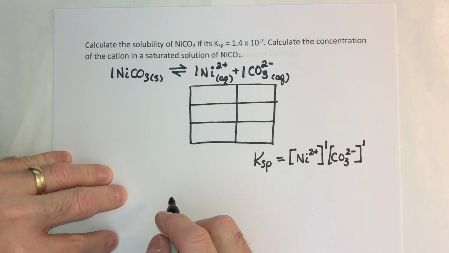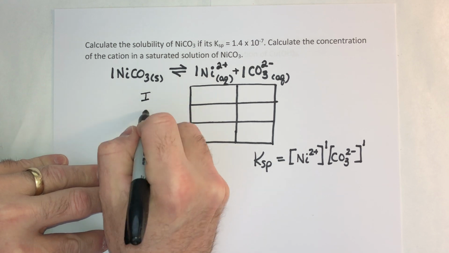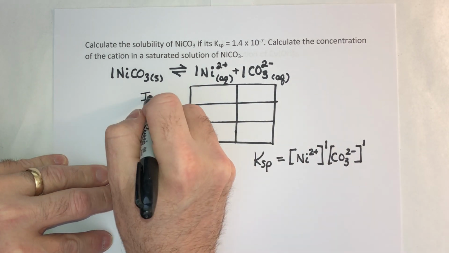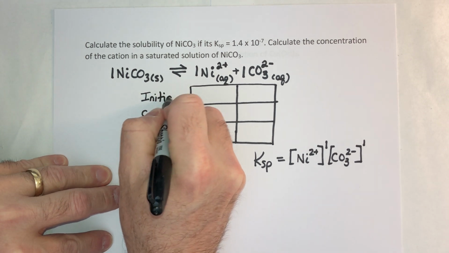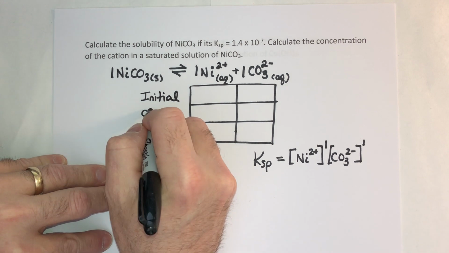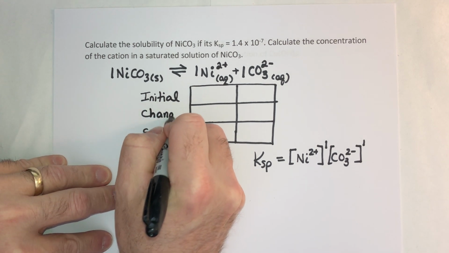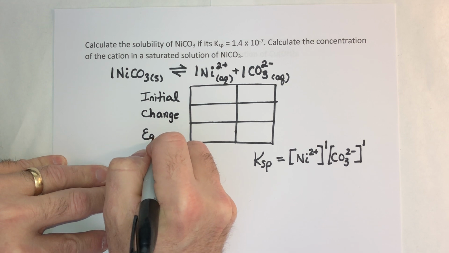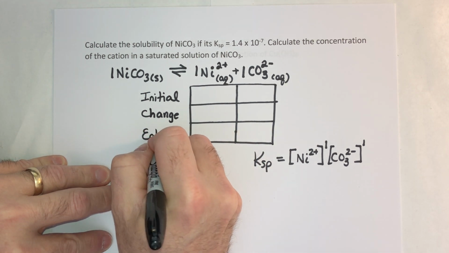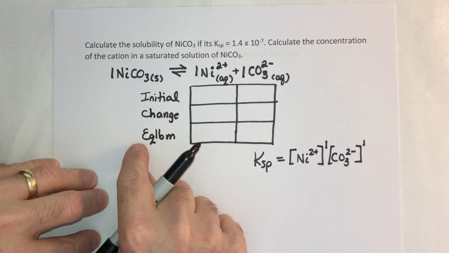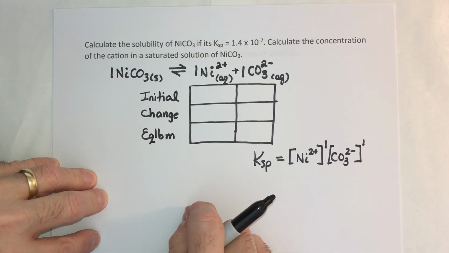The reason why we call this an ICE table is because the first row talks about initial. This is the initial concentration of the products. Then we talk about the change in the concentrations. And then we talk about what happens at equilibrium. Equilibrium is a bit of a long word, so we do abbreviate it as EQLBM.